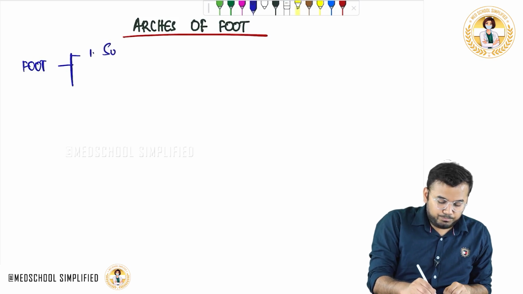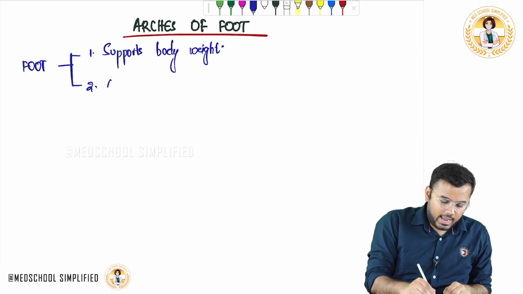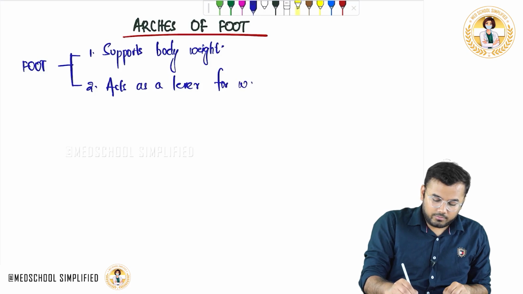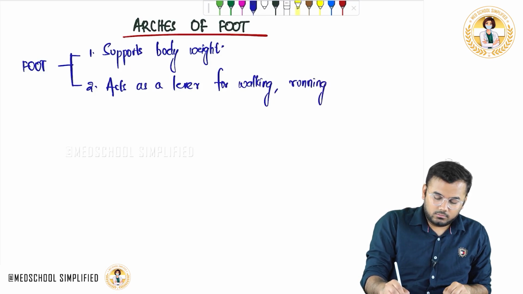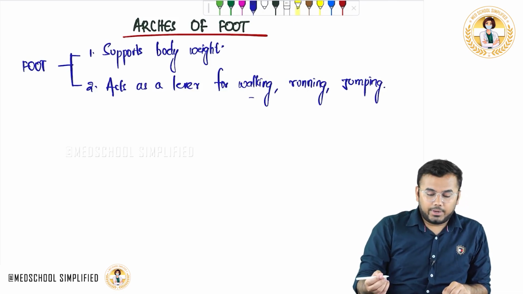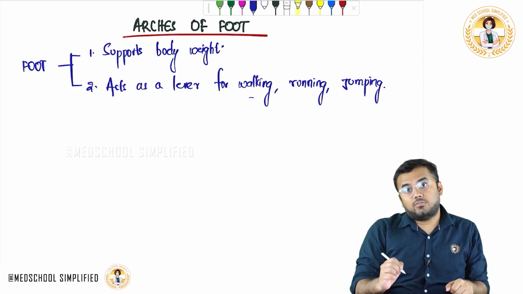The first is it supports the body weight. And the second important thing is it acts as a lever for walking, running, as well as jumping. So if the foot is flat, then walking, running, jumping and all these things would be highly impossible, right? Such a kind of foot you call a flat foot, right?